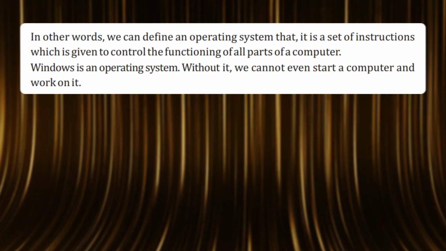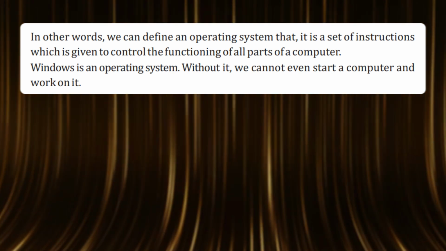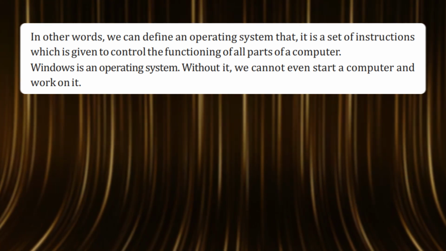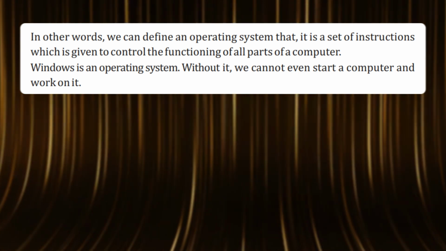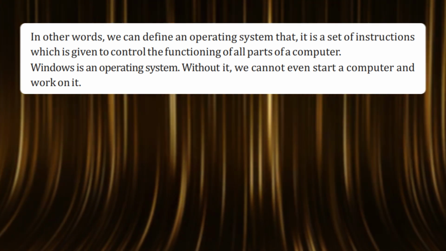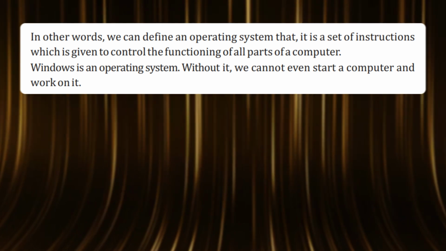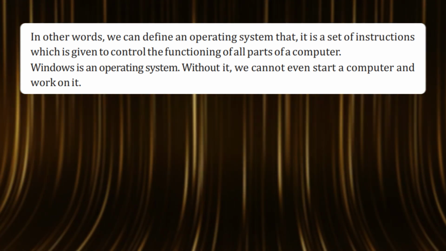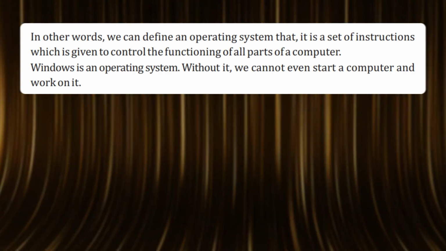In other words, we can define an operating system as a set of instructions which is given to control the functioning of all parts of a computer. Windows is an operating system. Without it, we cannot even start a computer and work on it.